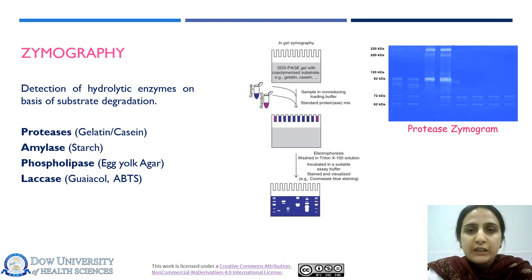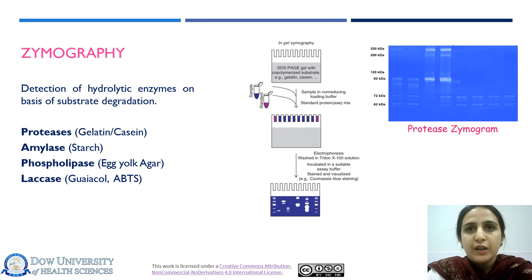Another type of polyacrylamide gel electrophoresis is called zymography. And what is zymography? It is a technique which is used for the detection of hydrolytic enzyme activity on the basis of substrate degradation in polyacrylamide gel. For that, when we polymerize the polyacrylamide gel, we polymerize it in the presence of the substrate for the protein of interest.